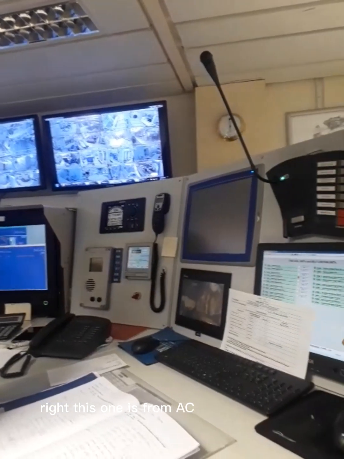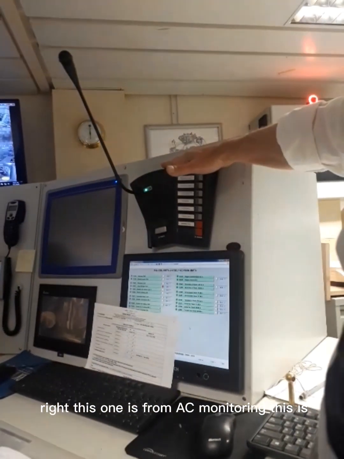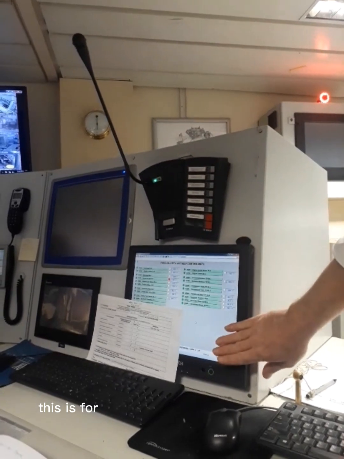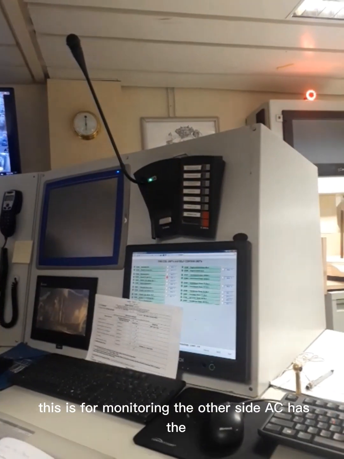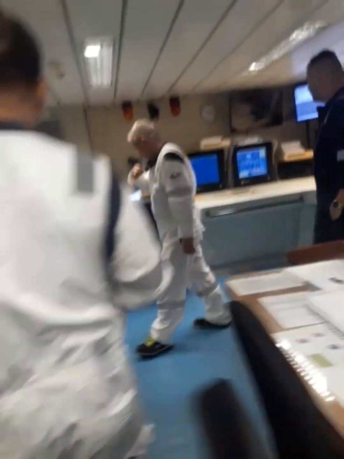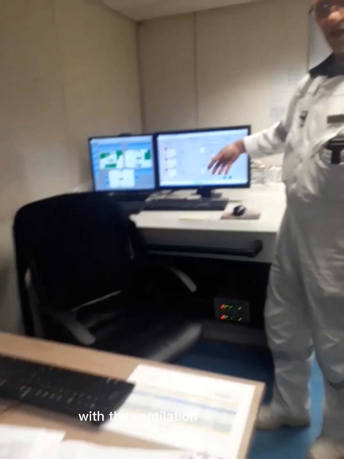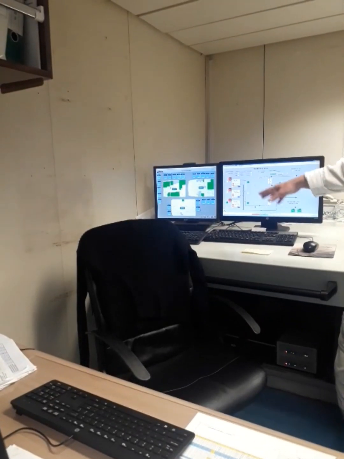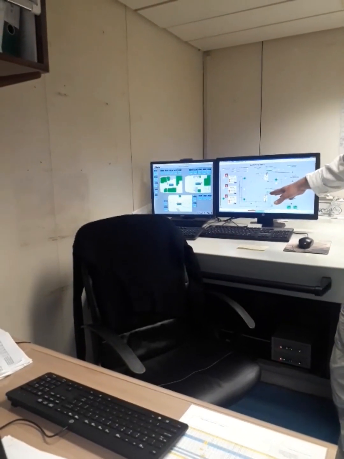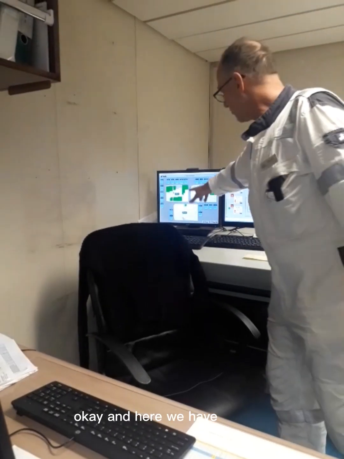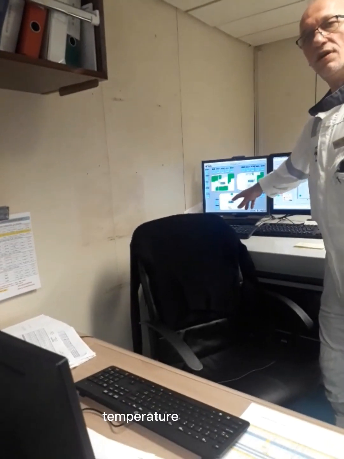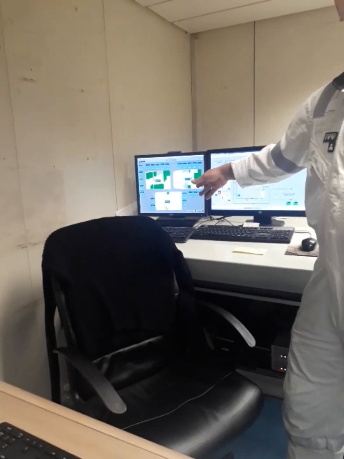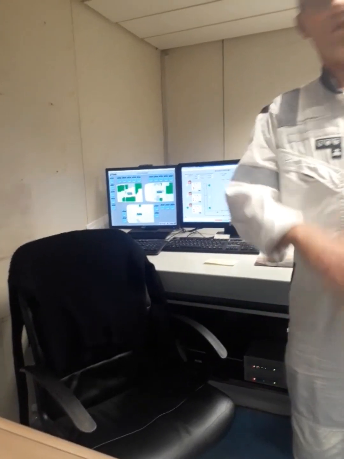This one is from AC monitoring. This is PI system. AC has the two computer cameras. That we can see everything what is happening with the ventilation, AC working, which station, which flap is closed, open, damper. He can monitor everything here on this computer. And here we have provision. Temperature monitoring, whatever is happening inside. For the moment, finito.